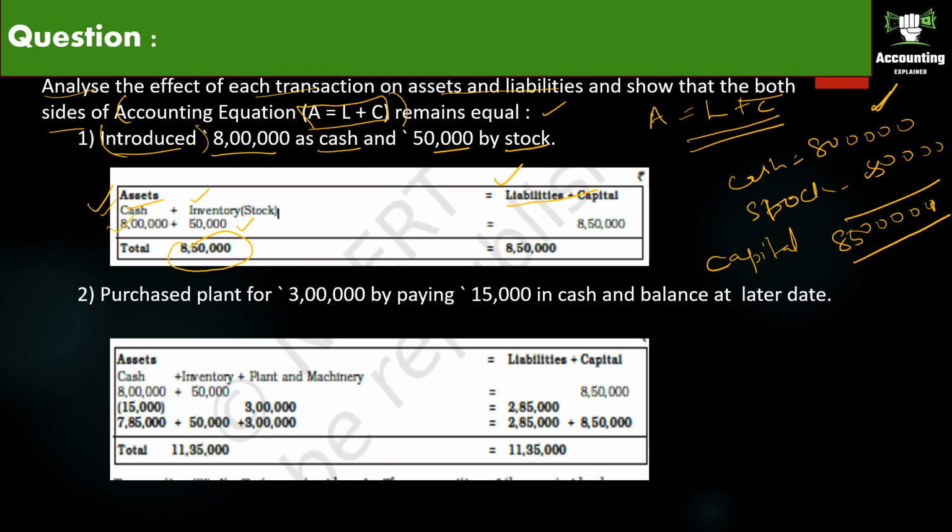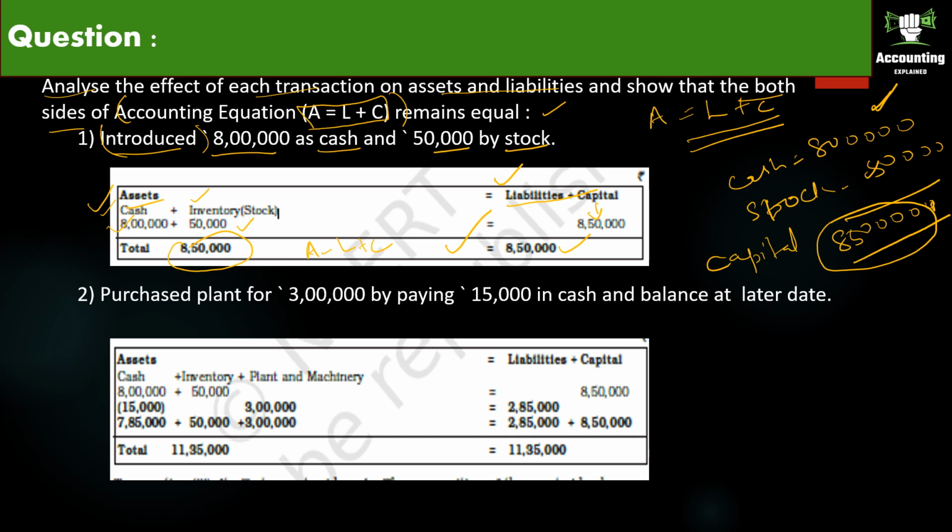And here what did we bring? 8,50,000, because he has just started a business. That becomes our capital. So under liabilities plus capital, under capital we will have 8,50,000. So A is equal to L plus C holds good here. Next, we will develop each transaction and see how the business goes.